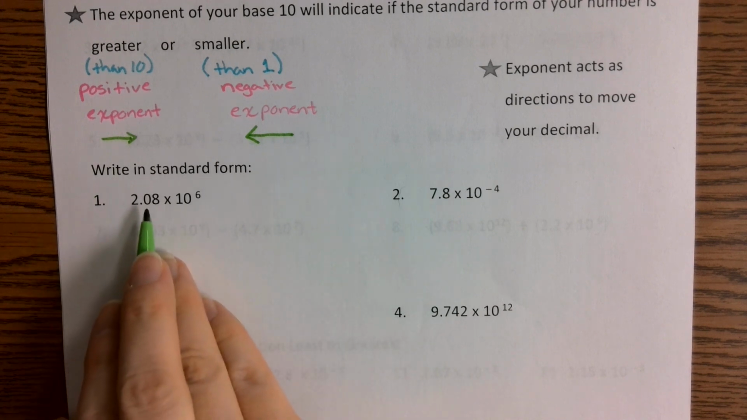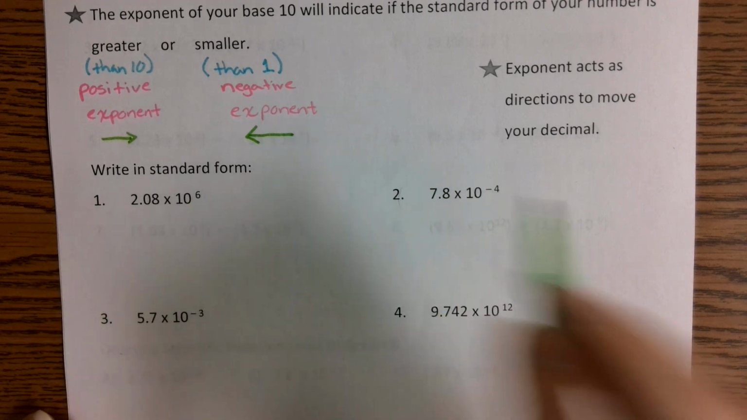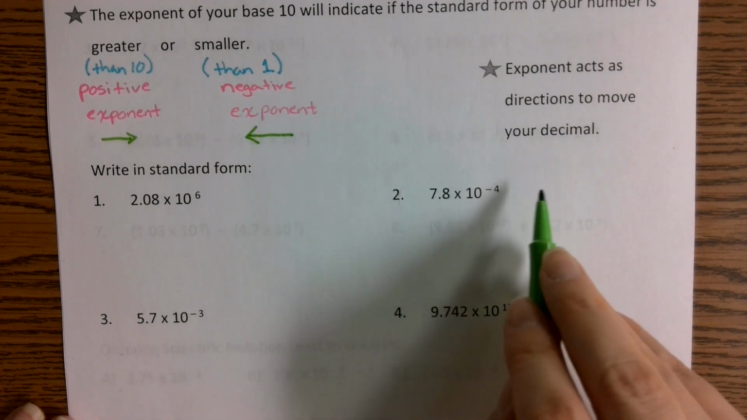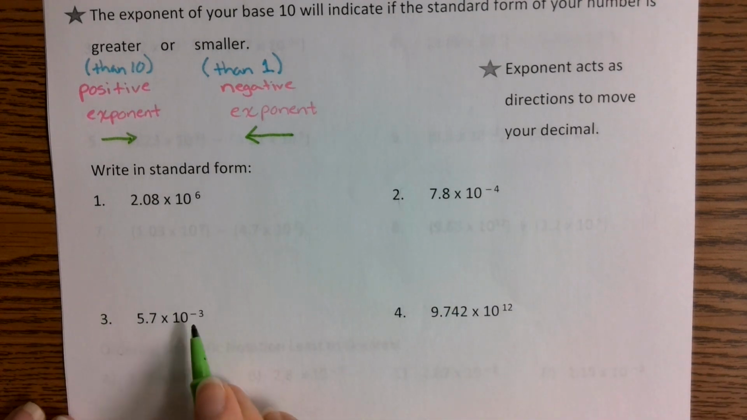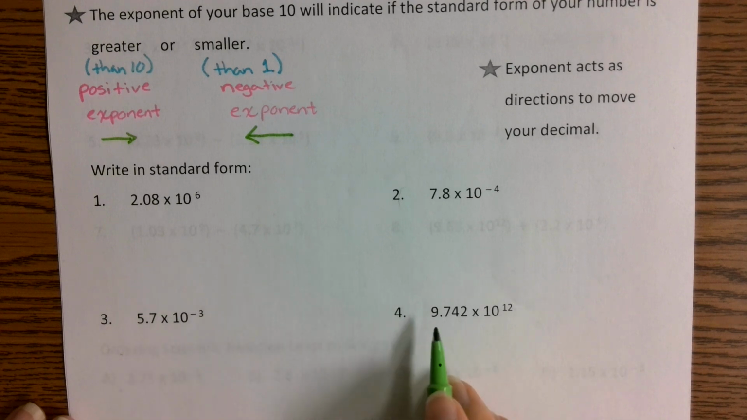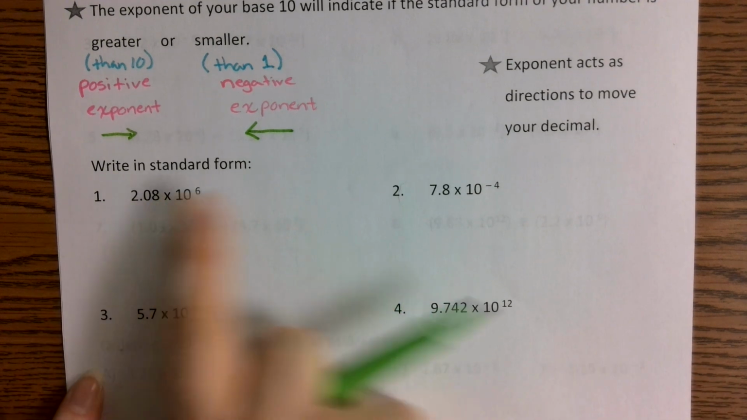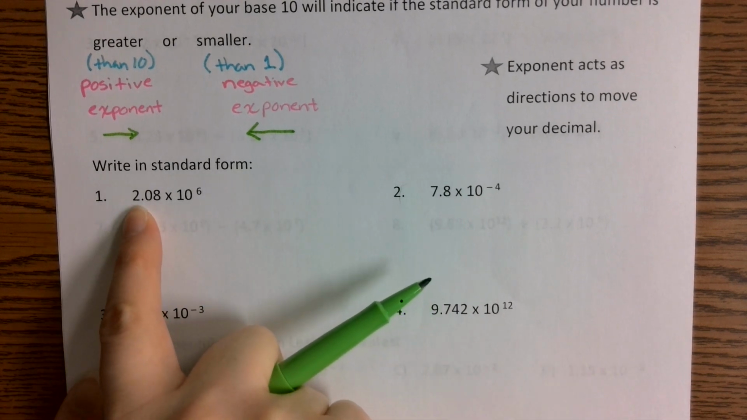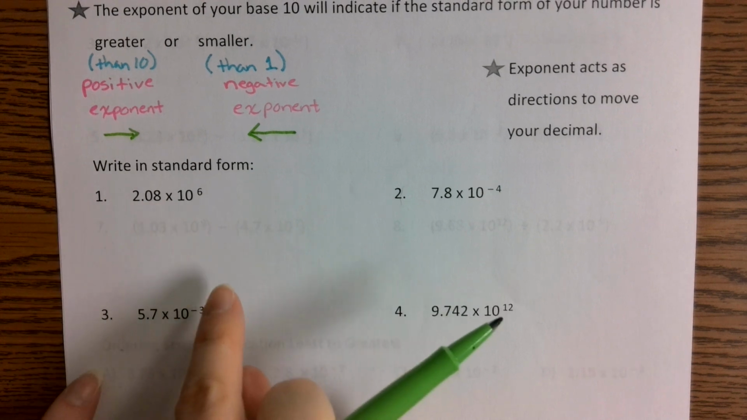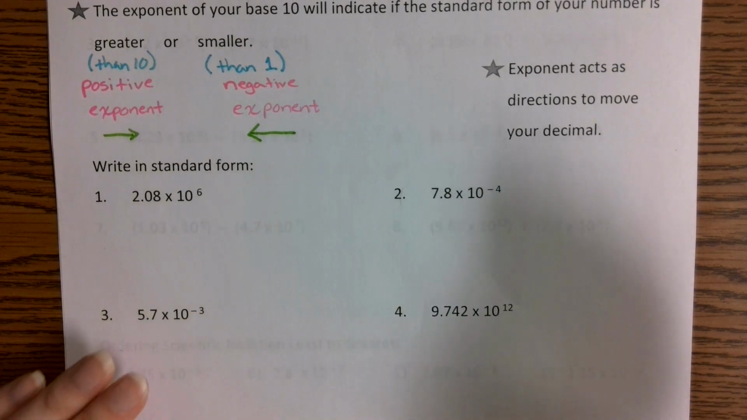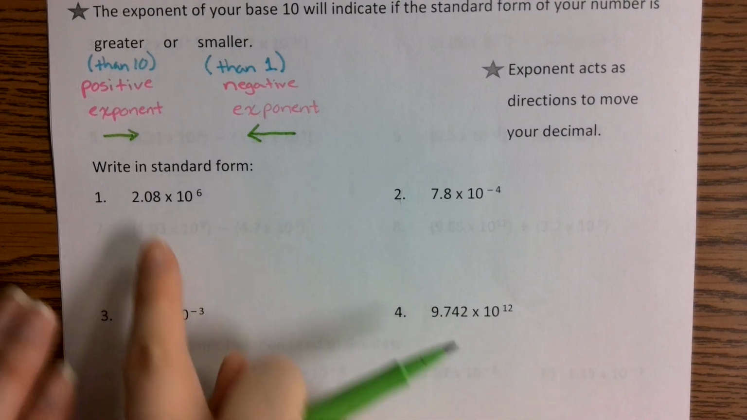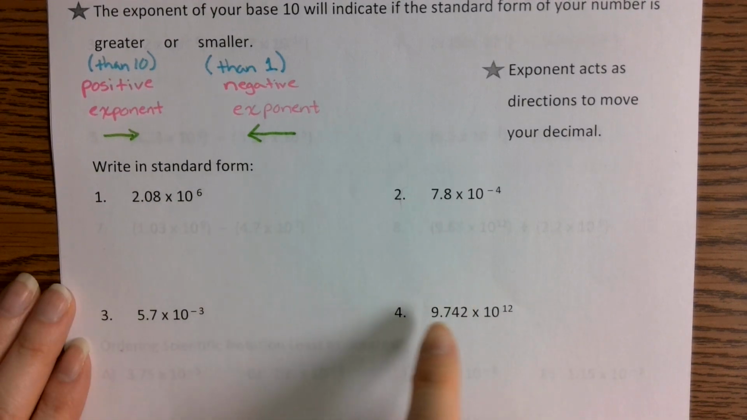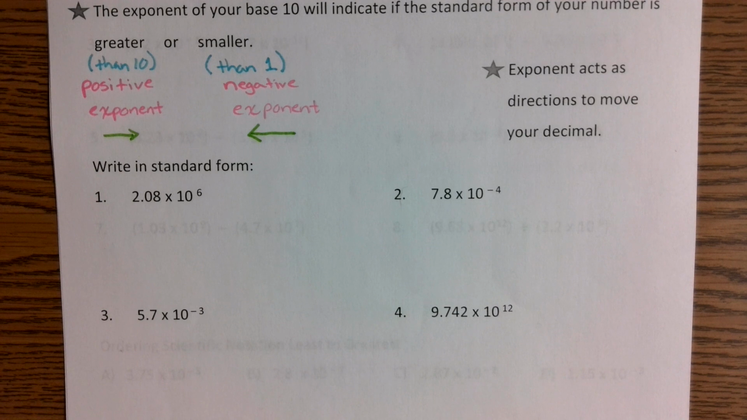So here, these are examples of scientific notation. We have 2.08 times 10 to the 6th, 7.8 times 10 to the negative 4th, 5.7 times 10 to the negative 3rd, and 9.742 times 10 to the 12th. Notice that every one of these decimal values only has a single number to the left-hand side of the decimal. It's creating a number that's greater than or equal to 1, but they're all less than 10.